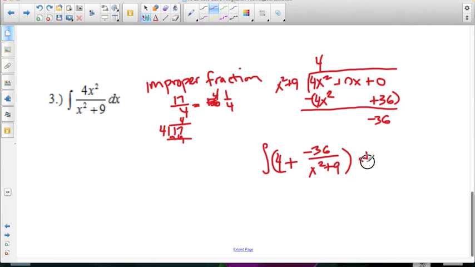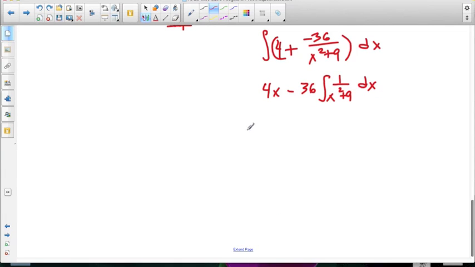And so really we're integrating that. If we integrate that, now it's not so bad. Integrating the 4 just gives us 4x. Integrating this, we go back up to that first example. That's going to be minus 36 times the integral of 1 over x squared plus 9 dx, which happens to be exactly the first example. So this ends up being, and I'll get the plus c on there in just a second, 4x minus 36 times 1 over 3 arctan of x over 3 plus c. And you can simplify that as well.